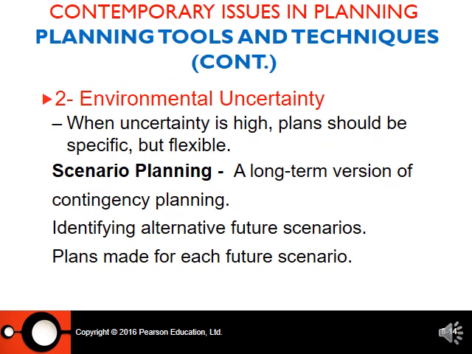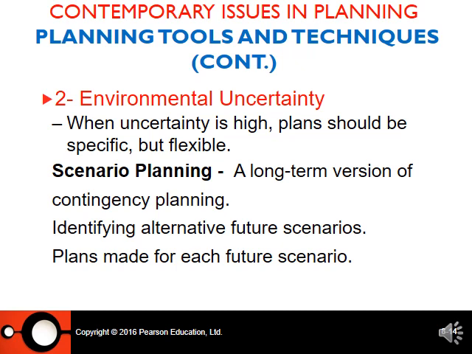The last contemporary issue that you should consider in planning, according to this book, is environmental uncertainty. When uncertainty is high, when you cannot predict how things are going to evolve in the future, then your plans should be, of course, clear or specific, but flexible in order to be applicable to the different possible scenarios that might happen in the future. And this is why we would be talking about scenario planning, because in uncertain times, you cannot predict how things are going to evolve. So you need to put a scenario plan, which is a long-term version of contingency planning.